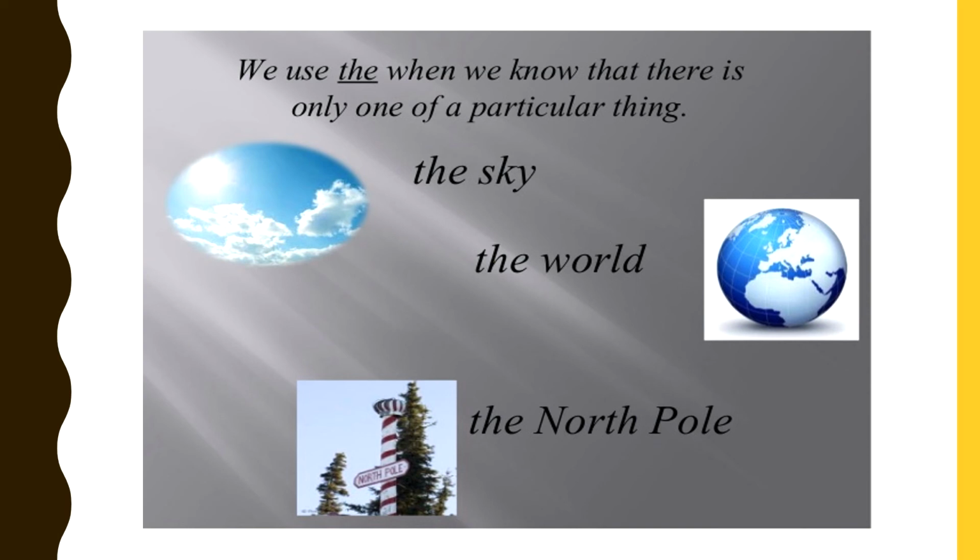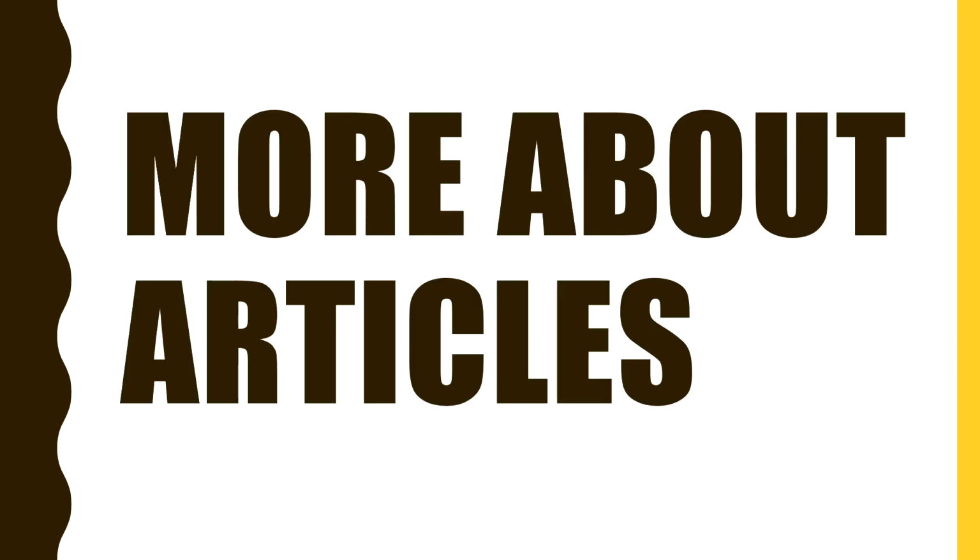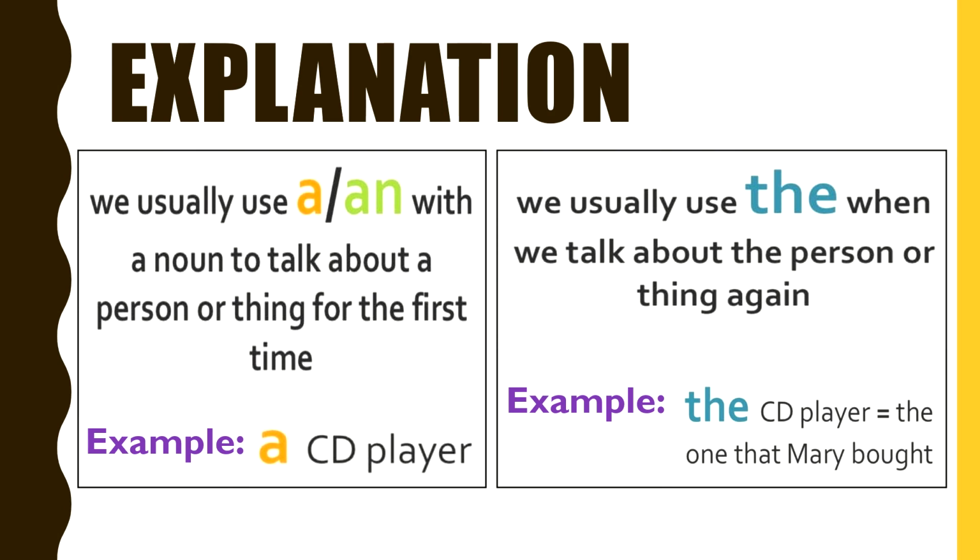Let us see further examples. I have already shared we use the article the when that thing is a particular thing, one of its own kind. Certain examples are the sky, the world, the North Pole. In addition to all these things, we have certain more rules. So let us focus on them now. We usually use article a or an with a noun to talk about a person or thing for the first time.